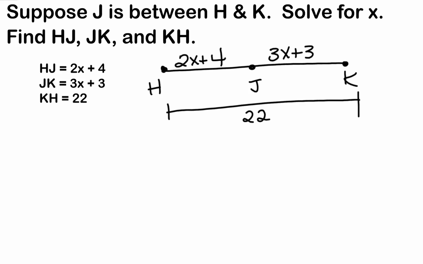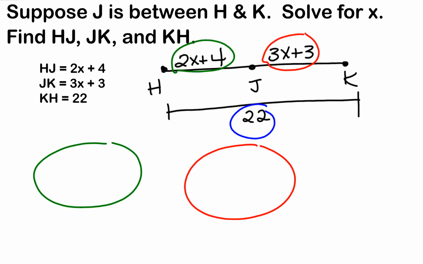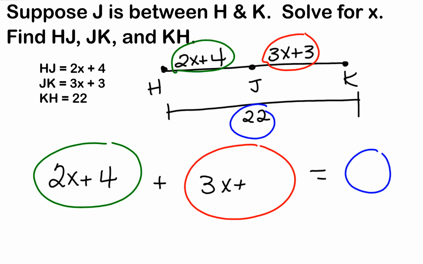I know that my two pieces here will add up to my whole. If I have trouble writing this equation, I know that my green piece and my red piece, when added together, will equal my blue piece. So now I can just fill those values in and work with that equation.